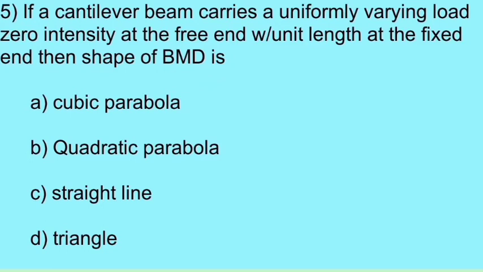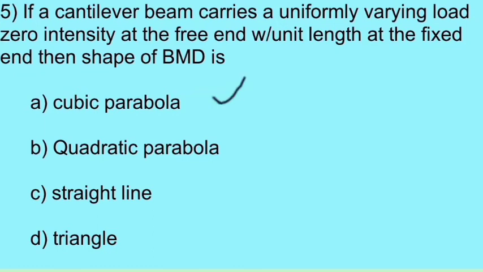Next question. If a cantilever beam carries a uniformly varying load, 0 intensity at the free end, W per unit length at the fixed end, then the shape of the bending moment diagram is option A, cubic parabola, option B, quadratic parabola, option C, straight line, and option D, triangle. And the answer is option A, cubic parabola.